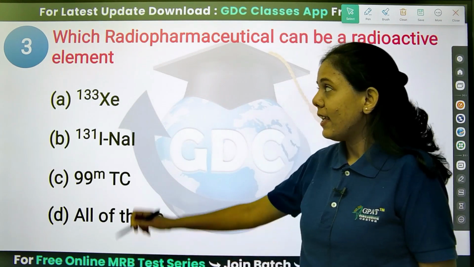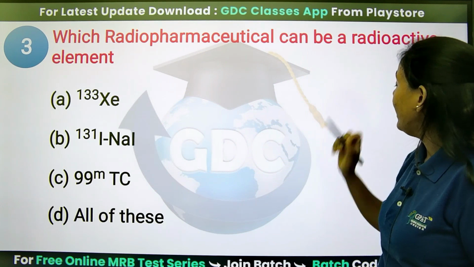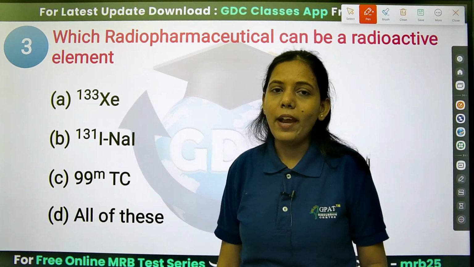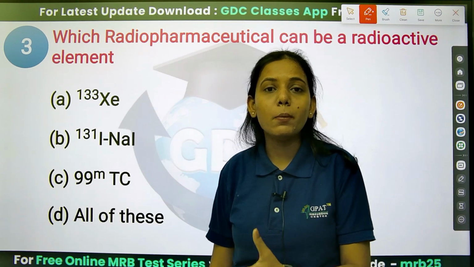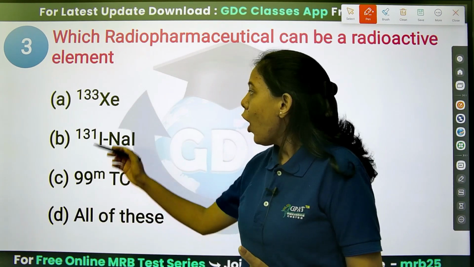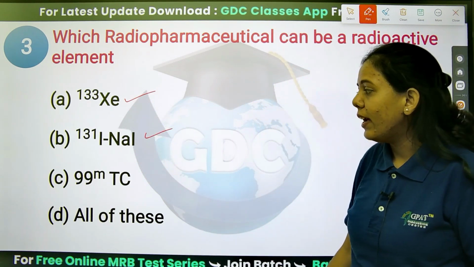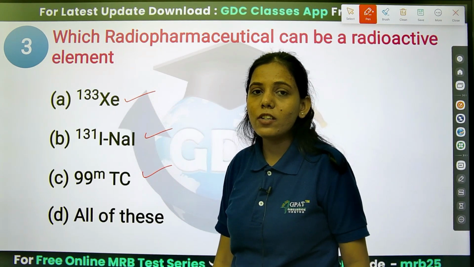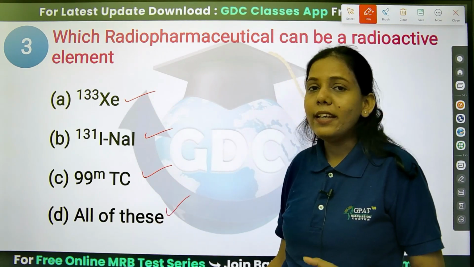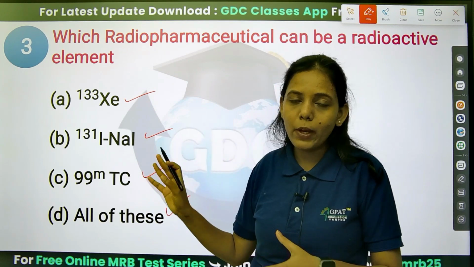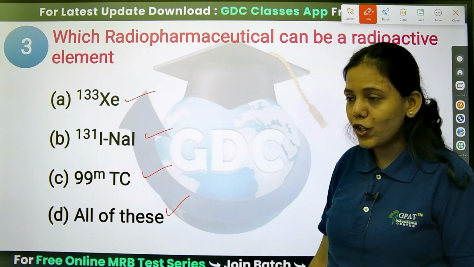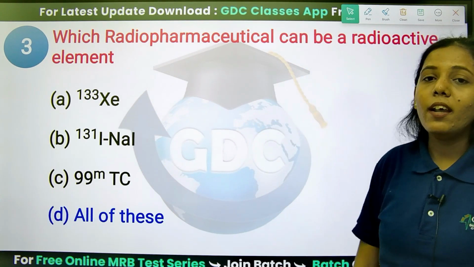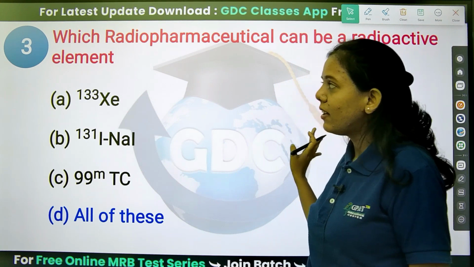The next question is, which radiopharmaceutical can be a radioactive element? Okay, so basically there are various radioactive elements which can be used for various purposes like diagnosis and treatment. The options are xenon, iodine, sodium iodide, 99mTc, all of these. So basically all have a purpose in pharmaceuticals. So all of the options are the right answer. We will see in the upcoming questions what their applications are. So all of these elements can be radiopharmaceuticals and they can be radioactive elements. Okay, so all of these is the right answer.